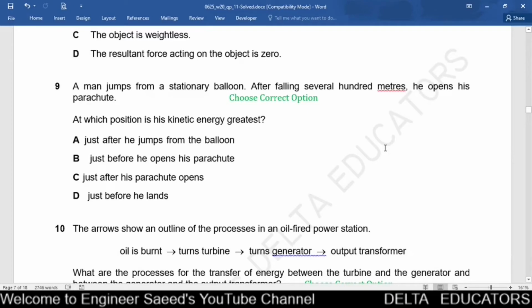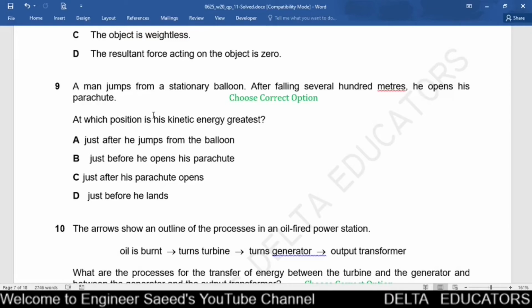Question number 9. A man jumps from a stationary balloon. After falling several hundred meters, he opens his parachute. At which position is his kinetic energy greatest? When he starts falling, in the beginning, his velocity is zero.